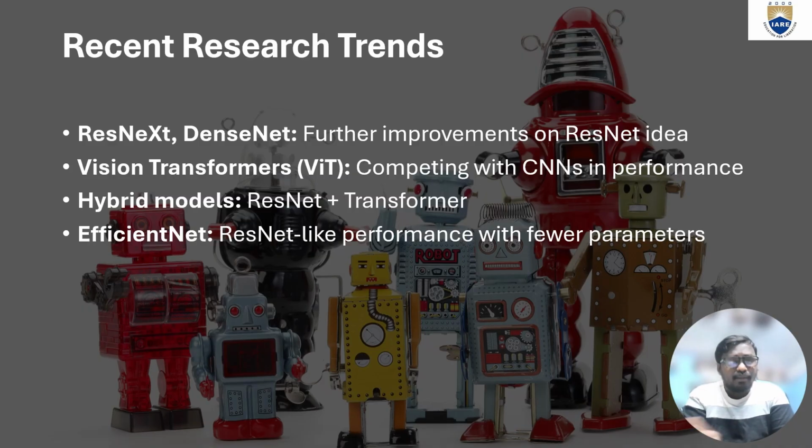Recent research trends: ResNeXt and DenseNet, which are further improvements on the ResNet idea. Vision Transformers (ViT) are competing with CNNs in performance. Hybrid models: hybrid means combining two models. Here we are combining ResNet plus transformer, a hybrid model to recognize any object or type of visual effect. And EfficientNet gives ResNet-like performance with fewer parameters.